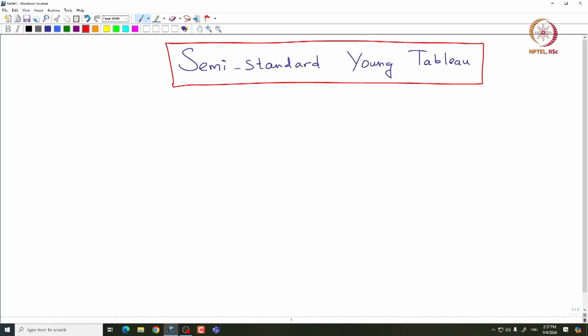Welcome back everyone. In this lecture, we will see how to write the character of irreducible representation of SLN in terms of semi-standard Young tableaus. So, to be consistent with the literature, we are going to assume the rank of the Lie algebra to be n minus 1. So, indeed we will be working with SLN instead of SLN plus 1.